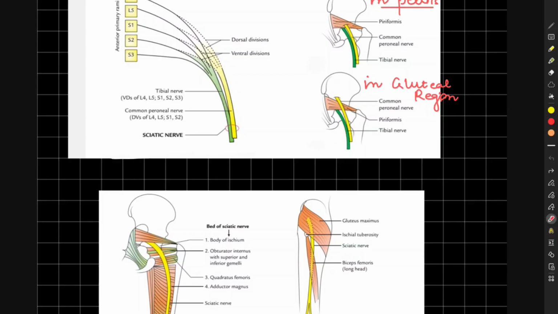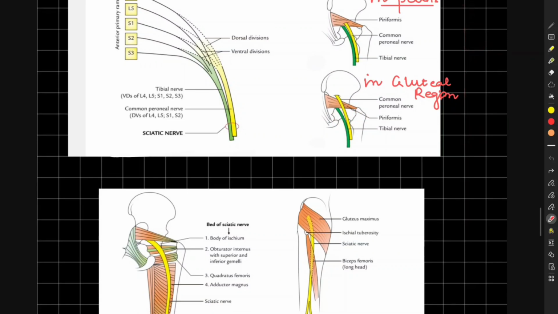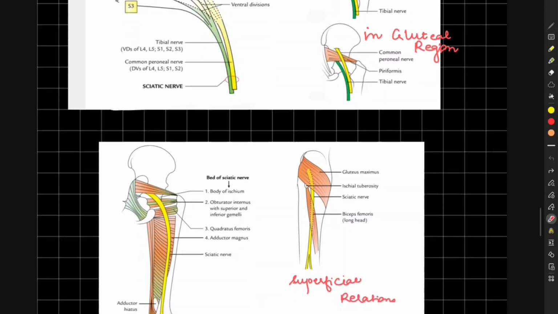Okay. Now from here it runs slightly lateral, passing between the ischial tuberosity and the greater trochanter. If you are done with the bones part of the lower limb, this is the greater trochanter and this is the ischial tuberosity. Oh sorry, this is the ischial tuberosity. It passes between the greater trochanter and the ischial tuberosity. So these two diagrams are what you can use to clearly write about its course in the pelvis and the gluteal region. In the pelvis, it runs below the piriformis, whereas in the gluteal region, it enters through the greater sciatic foramen by passing below the piriformis in between the ischial tuberosity and the greater trochanter.